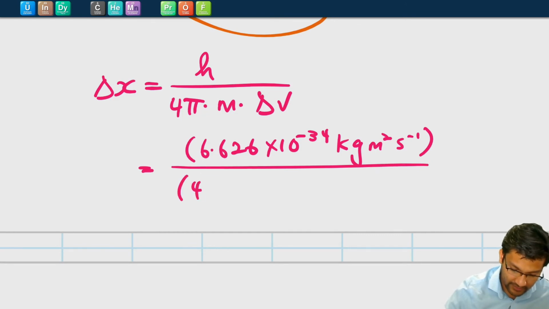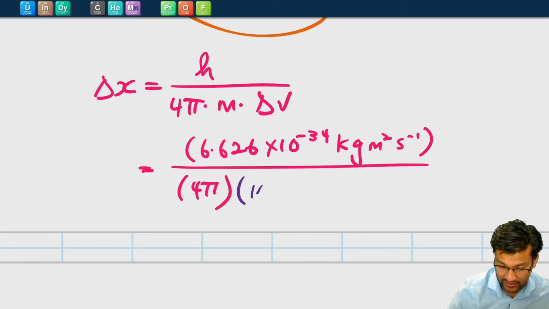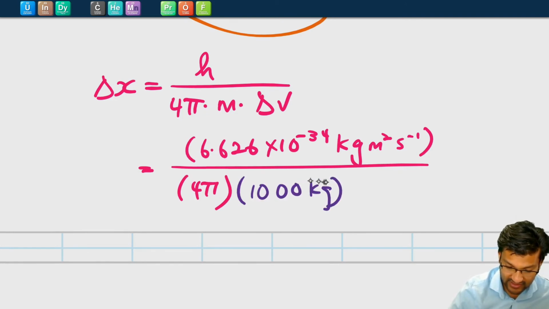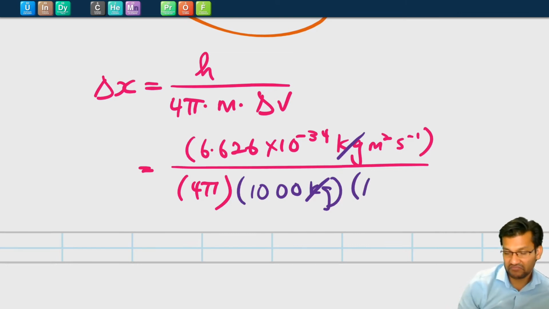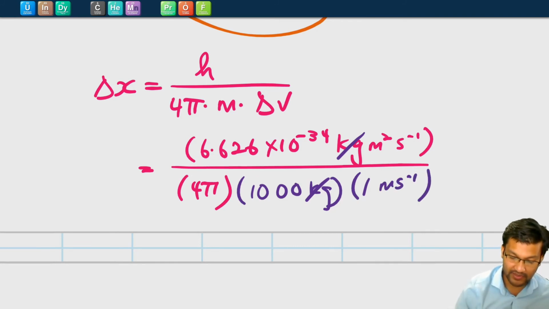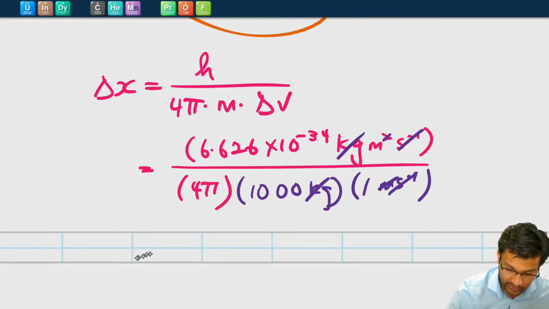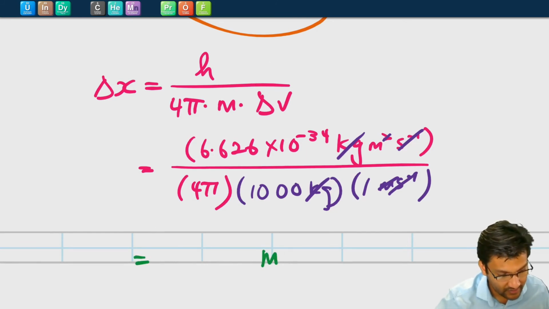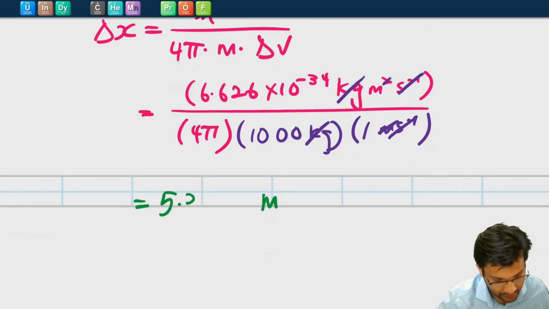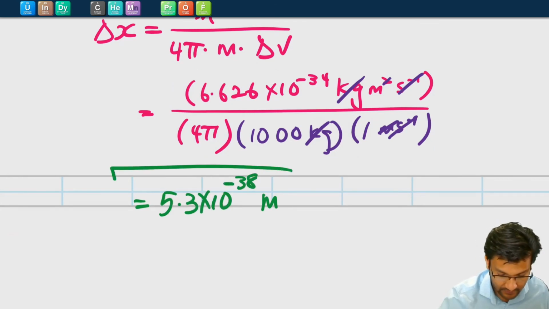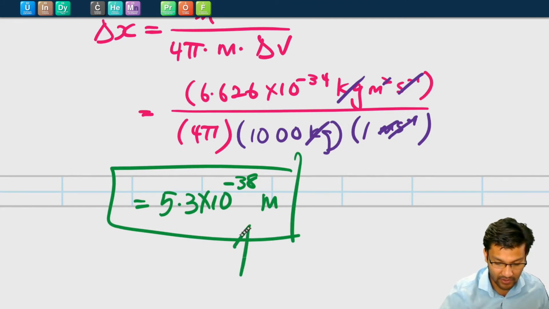4 pi, right? 4 pi doesn't go anywhere. The mass of you and the car together, we said was 1,000 kilograms. I just did that so that the numbers could cancel out nicely. And I said the uncertainty in your speed, because your speedometer might not be that accurate, is 1 meter per second. So per second cancels out, meter cancels out with one of the meters. This will lead to an uncertainty of your position of 5.3 by 10 to the minus 38 meters. That's a very, very small uncertainty.